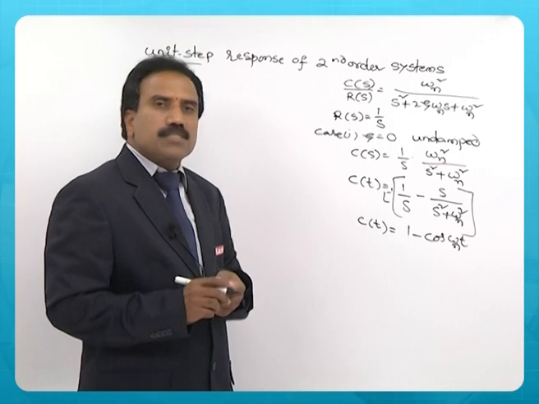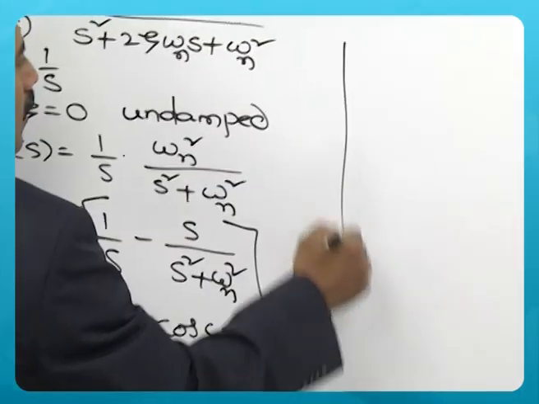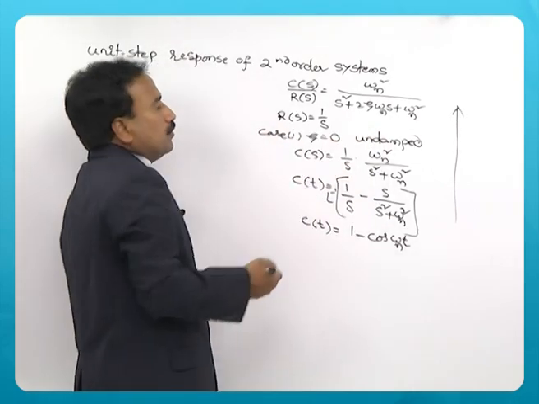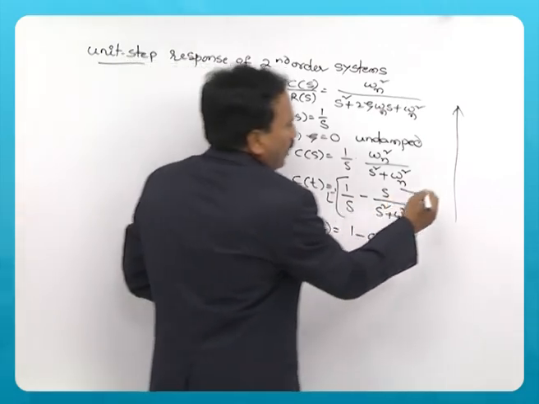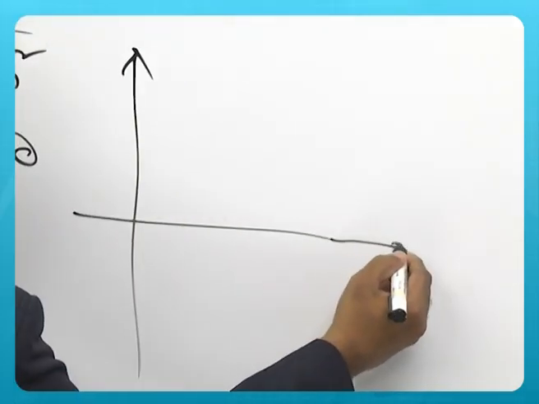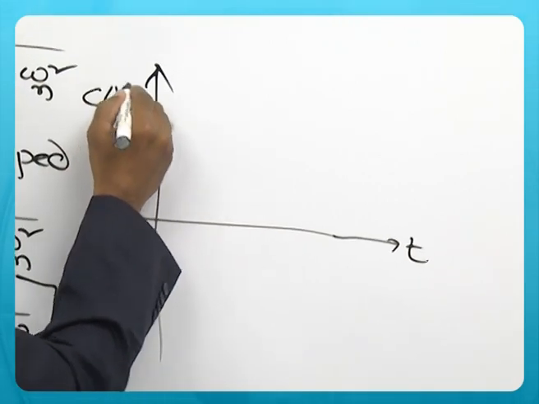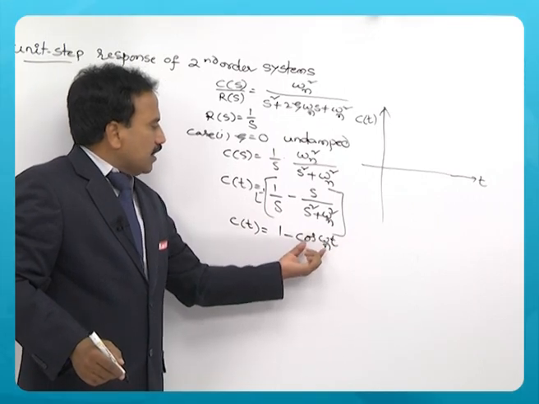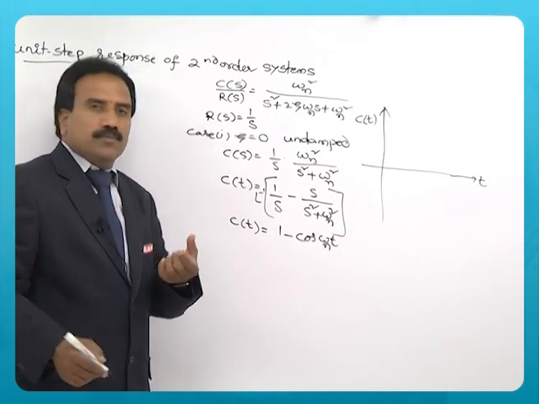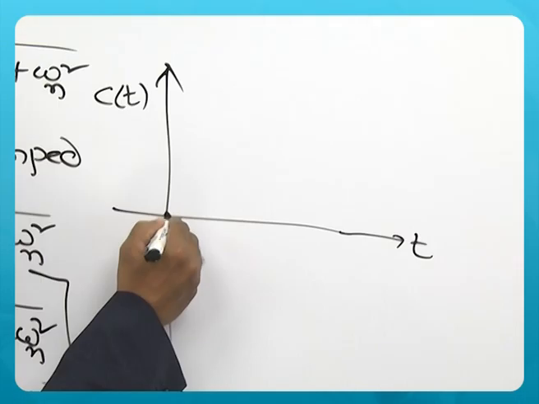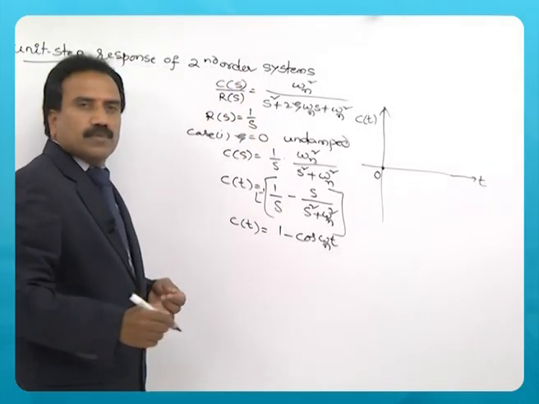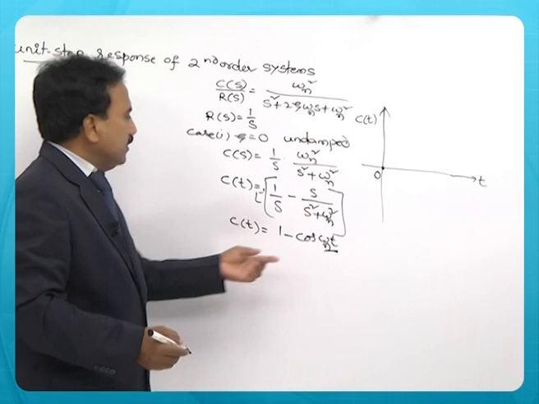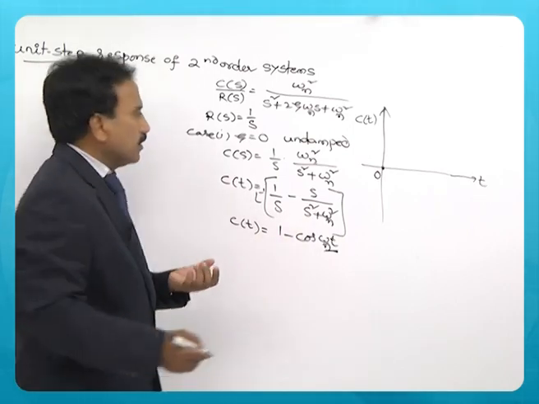It is called an undamped system, and if you try to draw its waveform for the unit step input 1 by s, C of t with respect to time: when this is 0, cos 0 is 1, so 1 minus 1 is 0. So it starts from 0, and then when this is 90, cos 90 is 0, so the output is 1.